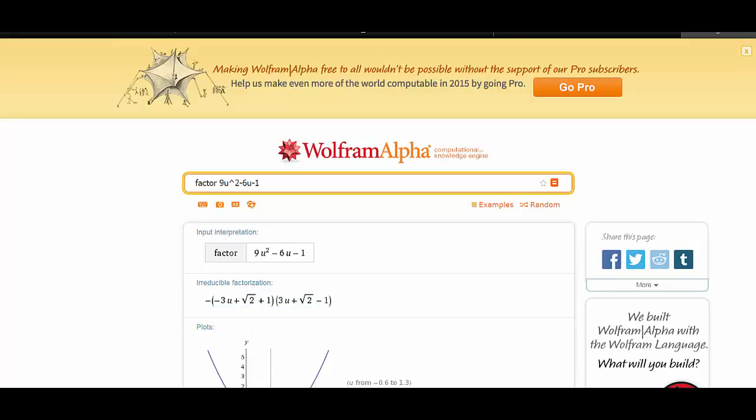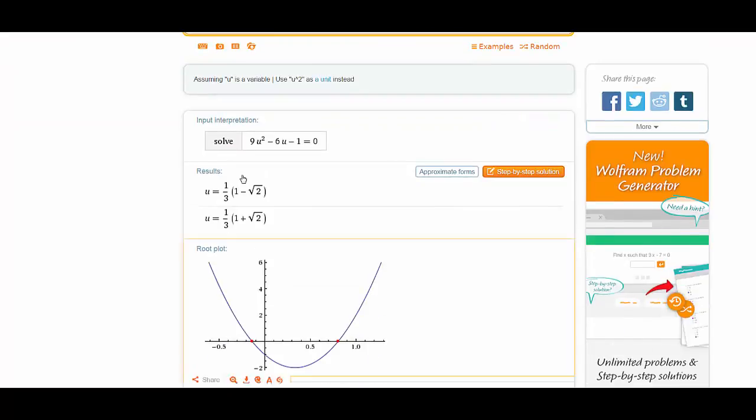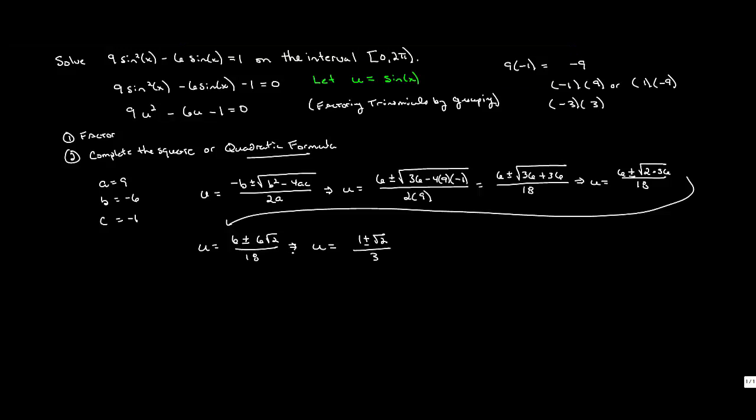But let's say we said solve this equal to 0. That'll give me something that's a little bit more useful to play with. Now you notice that I've got 1 minus the square root of 2 over 3 and 1 plus the square root of 2 over 3. So that's exactly what I've got here, right? We got those two answers.